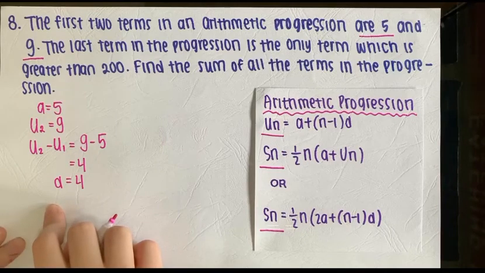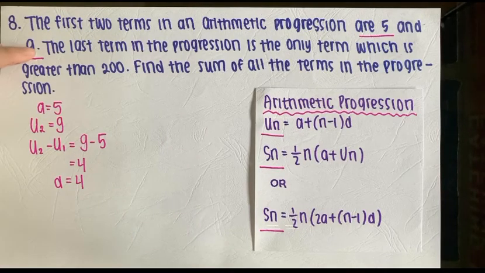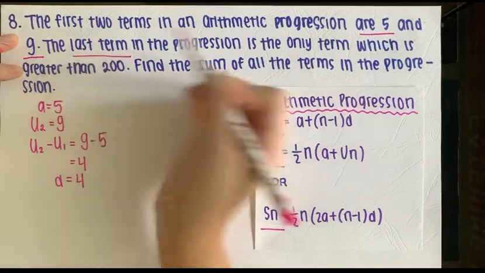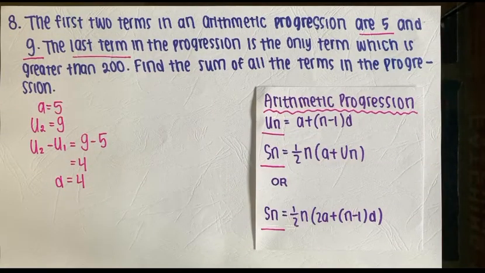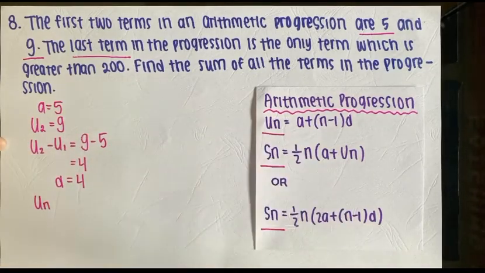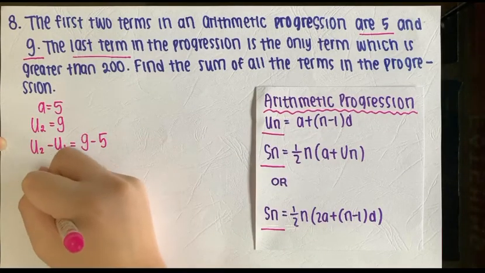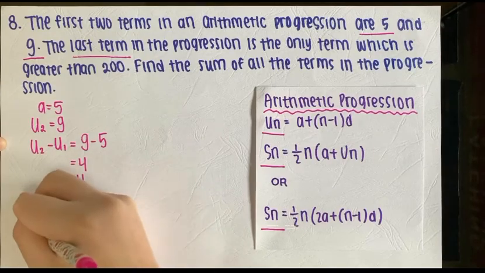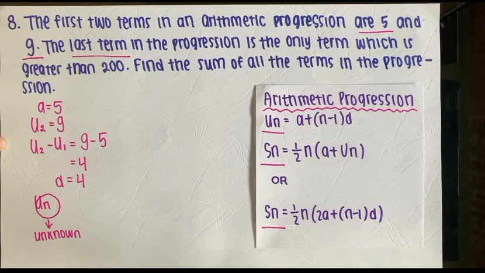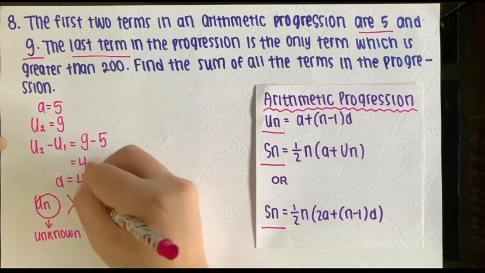Having this, let's go to the next sentence. The last term in the progression is the only term which is greater than 200. Last term in the progression would mean that we don't know what term it is. Let us keep that as un. n is unknown. un is the only term which is greater than 200. un is greater than 200.